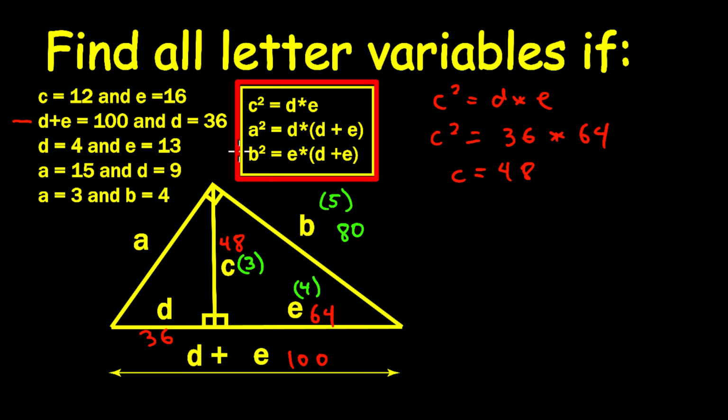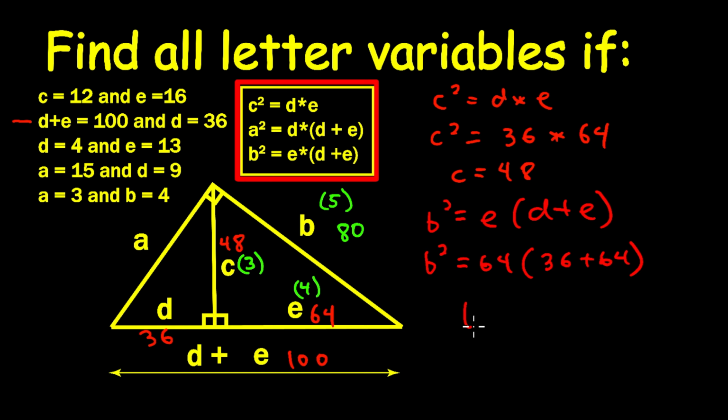We could have also used this third formula here, and we're going to do that now. B squared equals E times D plus E. So B squared equals 64 times 36 plus 64, or 64 times 100, which is 6,400, and then B is 80. Either of those work. You can use the formulas up here, or you can use Pythagorean triples or the Pythagorean theorem.